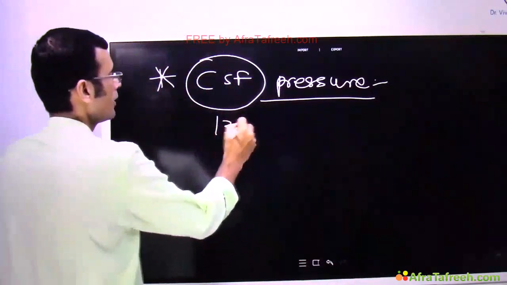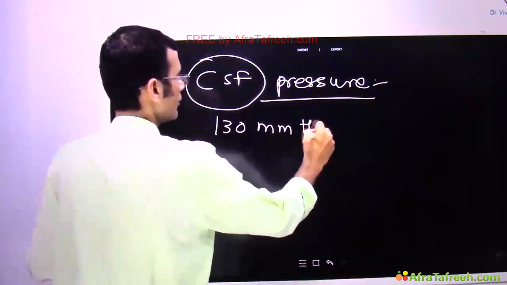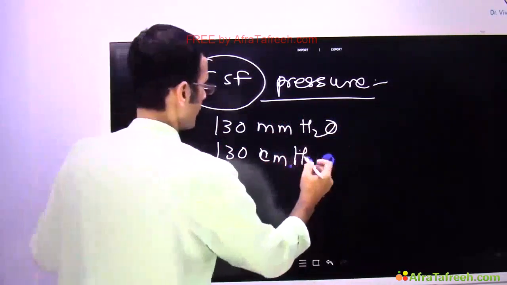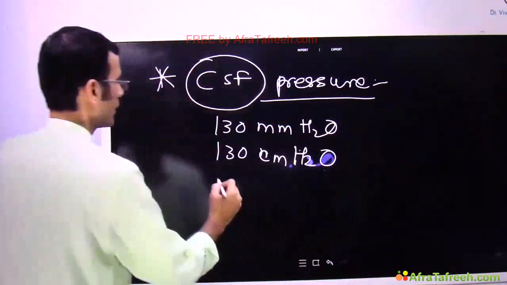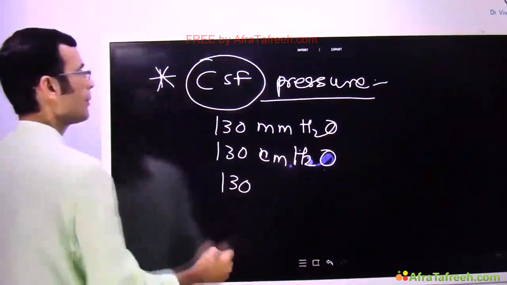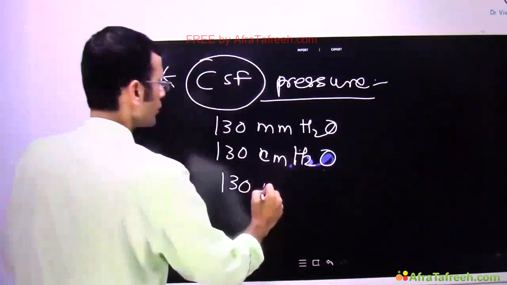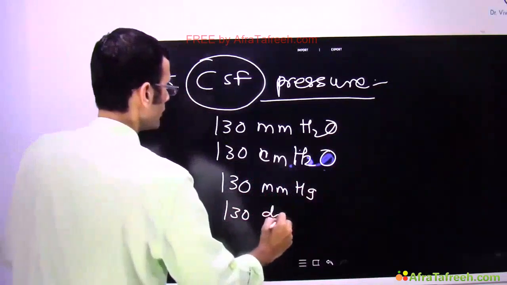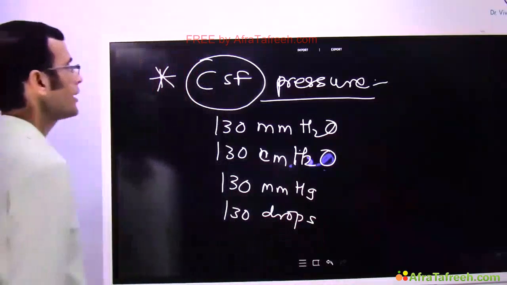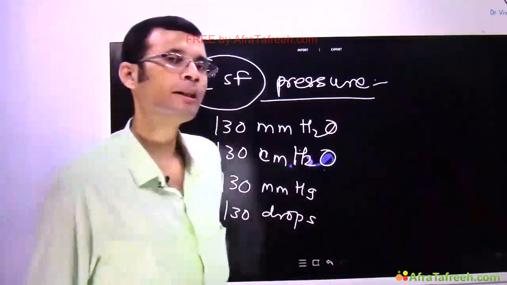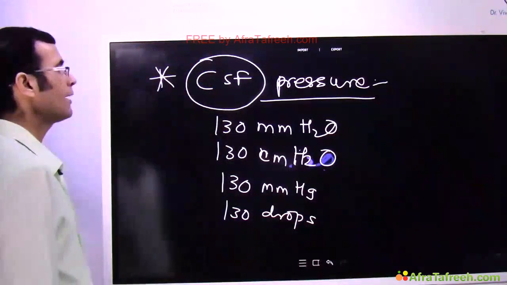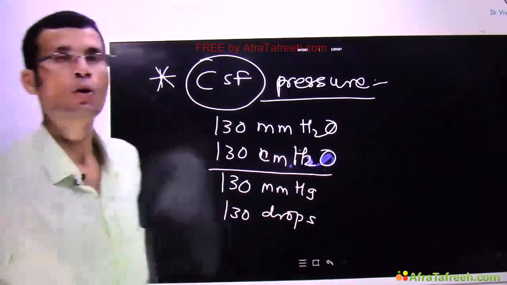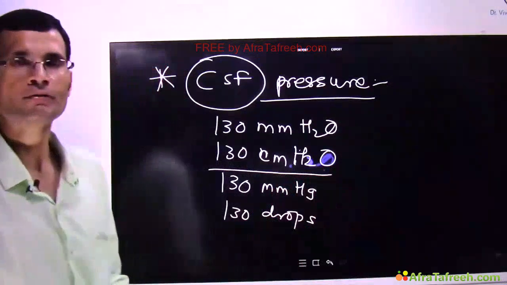The options are 130 mm of water, 130 cm of water, 130 mm of Hg, or 130 drops. Look at the units carefully before you jump to any conclusion. I'm sure you're thinking of this B as the answer, but no. Always look at the units before you proceed with such an MCQ.